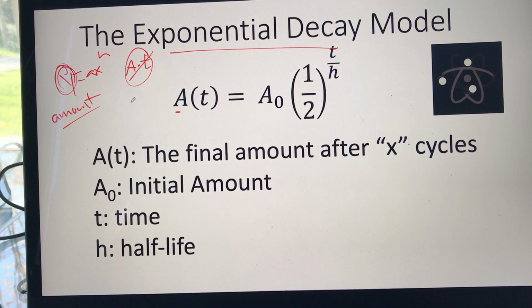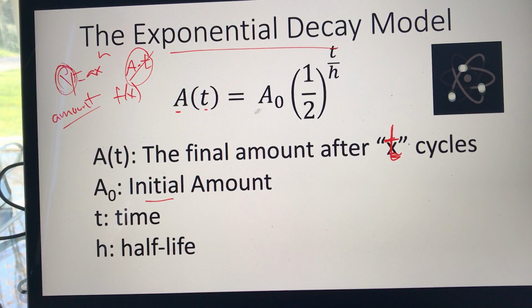A bracket t is function notation. It's like f of x, but it's written in terms of these terms. So this is just the amount of our element as a function of time. So our final amount as a function of time, right? That should be t, not x. Sorry, make that t, not x. After t cycles. Now A naught, this little 0 or o called A naught, that's our initial amount. So our starting amount.